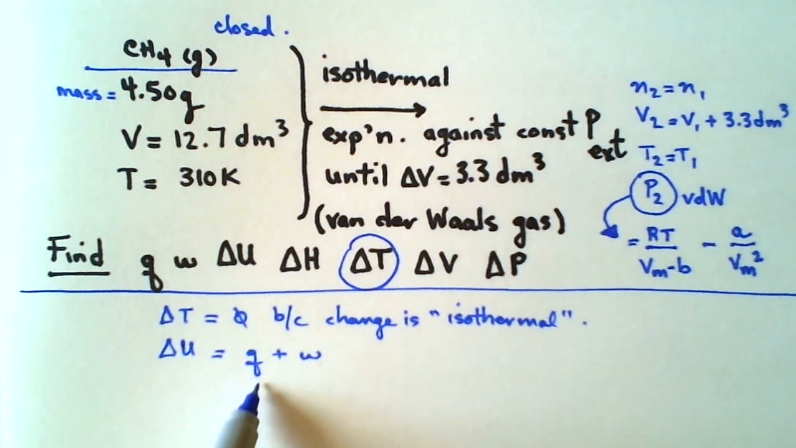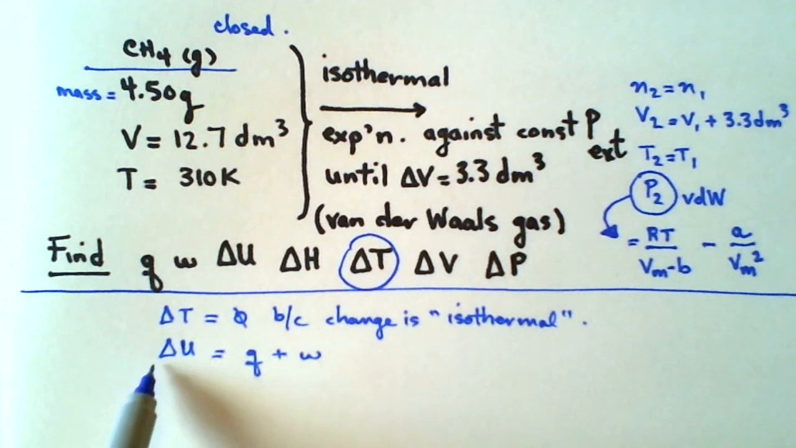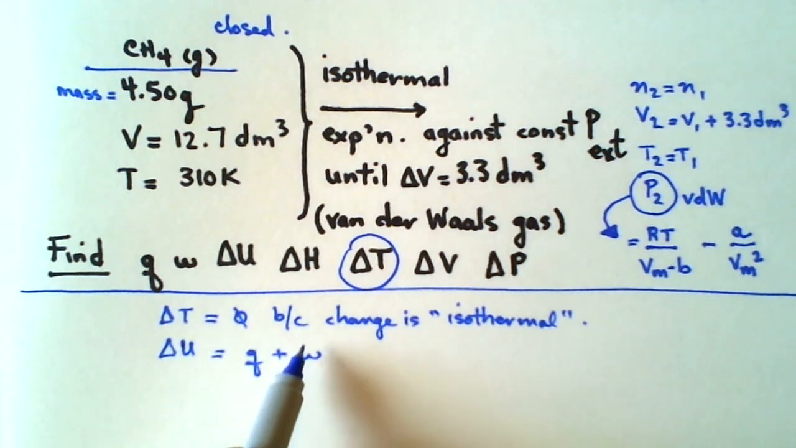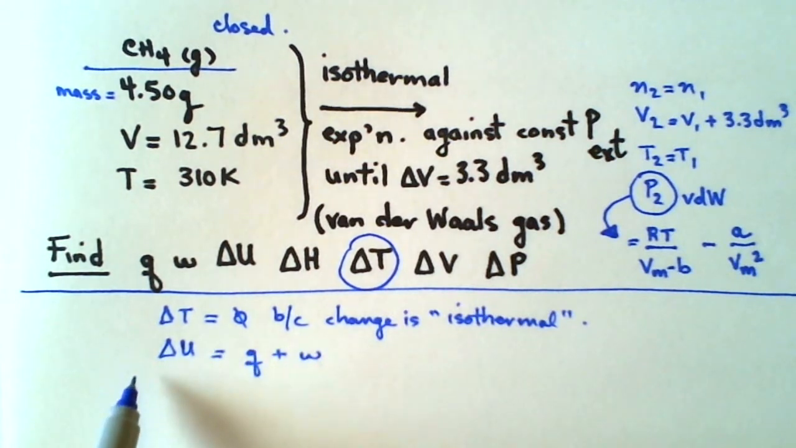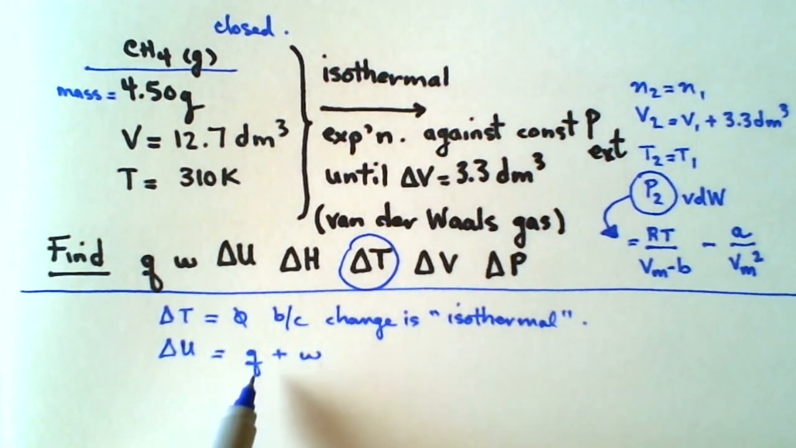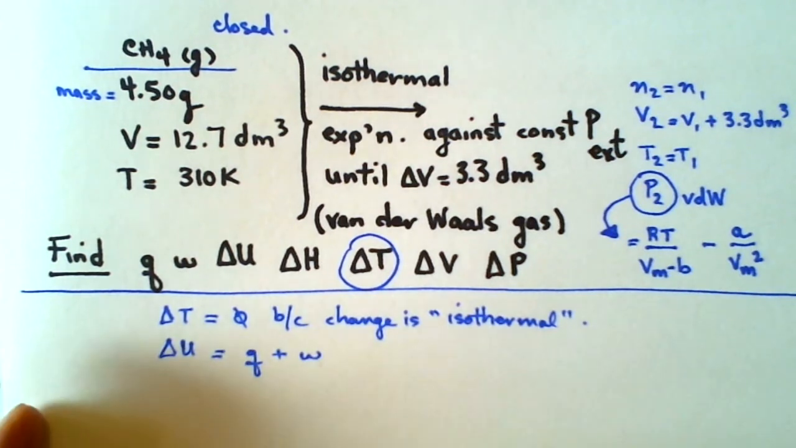There's no formula for me to do the heat. There is one for delta U. Okay, so I can find W and I can find delta U, and now I'm back to a nice situation where I have one equation and one unknown, so I'll just work with differences to find Q. So that's the plan.